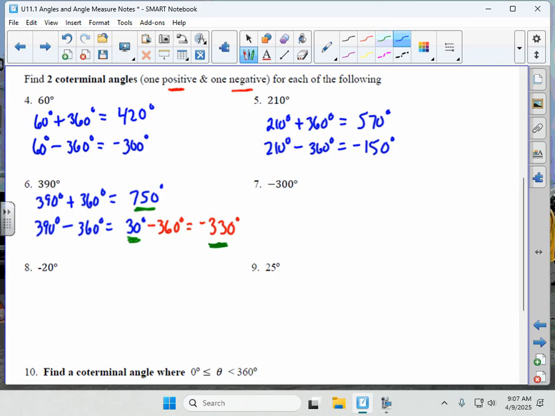All right, negative 300. So starting with negative 300 degrees, we can add 360 and then subtract 360. All right, so negative 300 plus 360, that's going to be positive 60, so that's a positive one we can give. All right, and then negative 300 minus 360, that's negative 660. All right, and there's a negative.